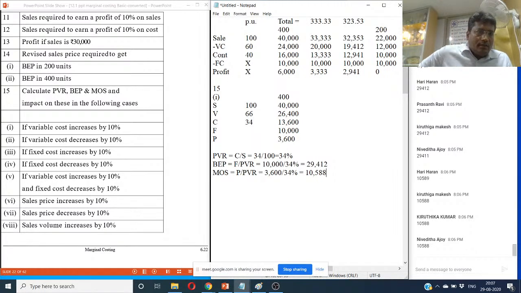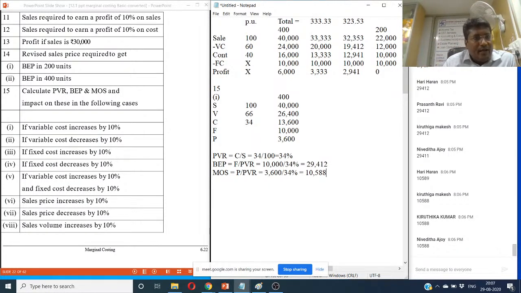Now, calculate PVR, BEP, MOS. And in that question, impact on these in the following cases. What does it mean? I am going to calculate the impact. This is the advanced level, impact.